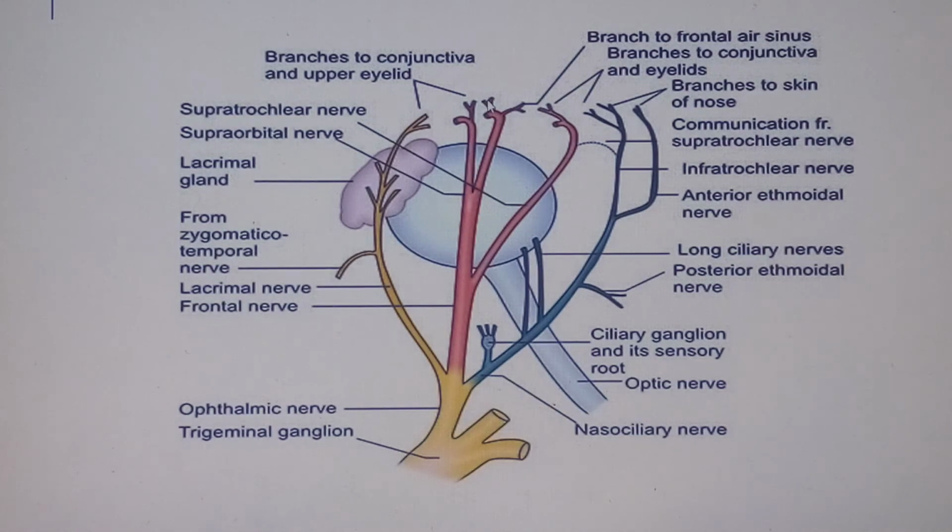And as you can see, what are they going to do? They are going to supply the upper eyelid, with branches to the conjunctiva as well as the upper eyelid. But my friends, one other thing that we see is that this one over here, the supratrochlear nerve, will also give some branches to supply the frontal air sinus. So that is what we see over here.